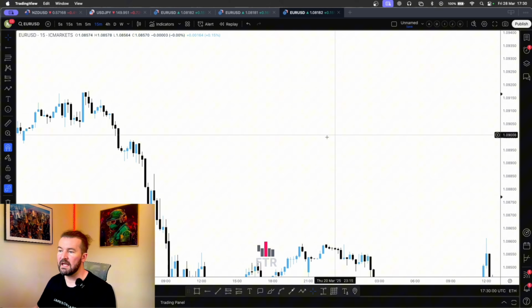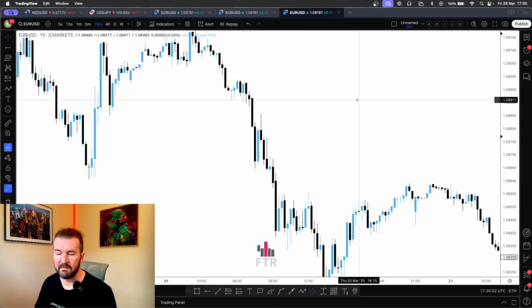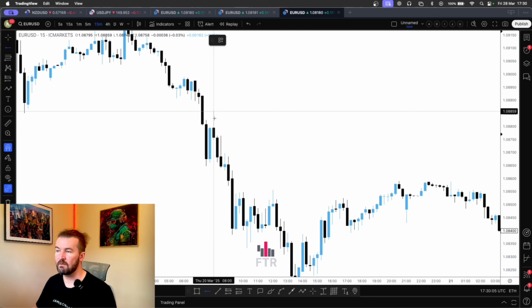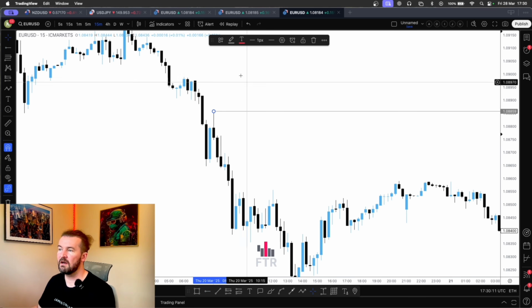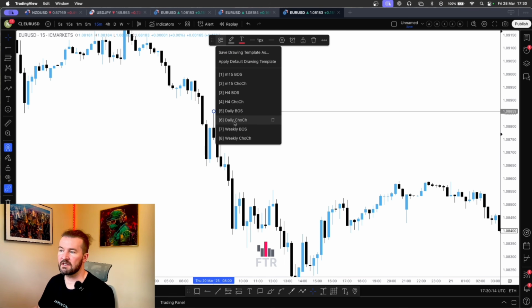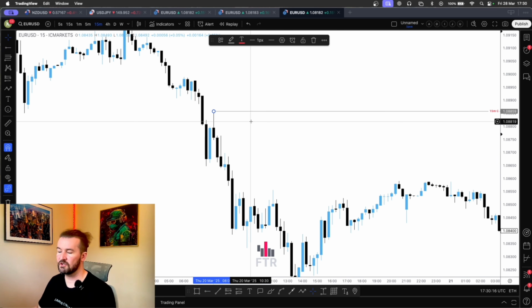So let's go through a little bit of bar replay, but I'm going to demonstrate right here what I use. So I use the horizontal ray. So just check that you can see that. You can. So I used a horizontal ray, and I'm just going to use M15 CHoCH and M15 BOS.